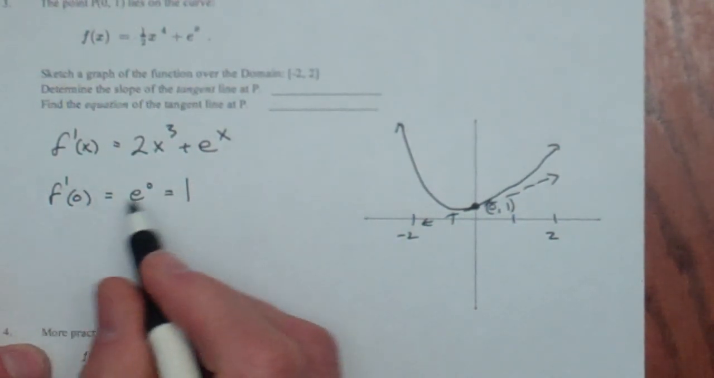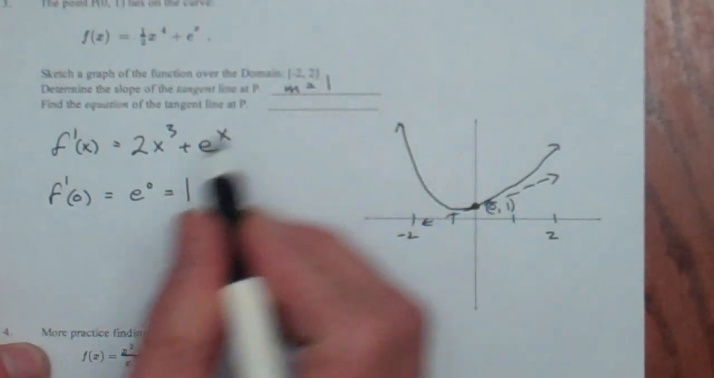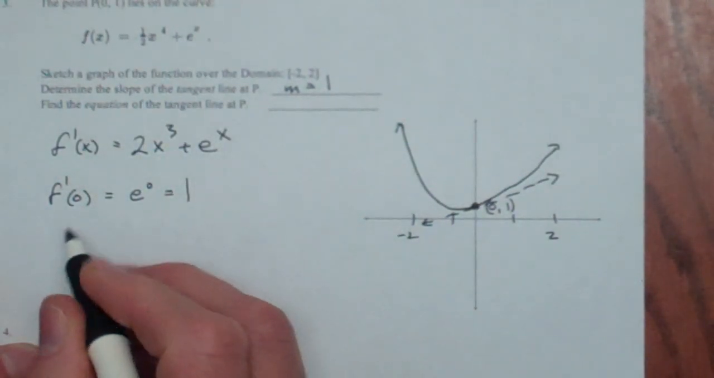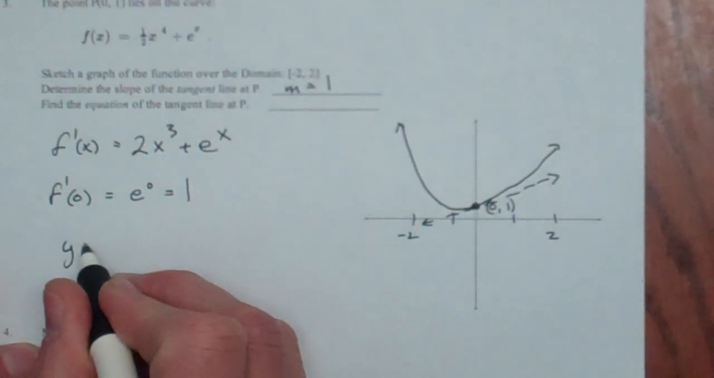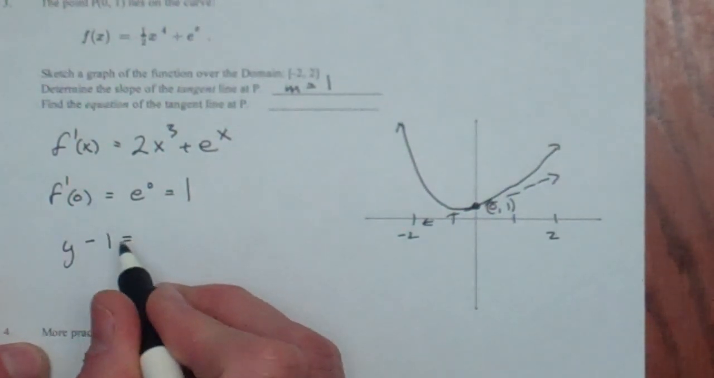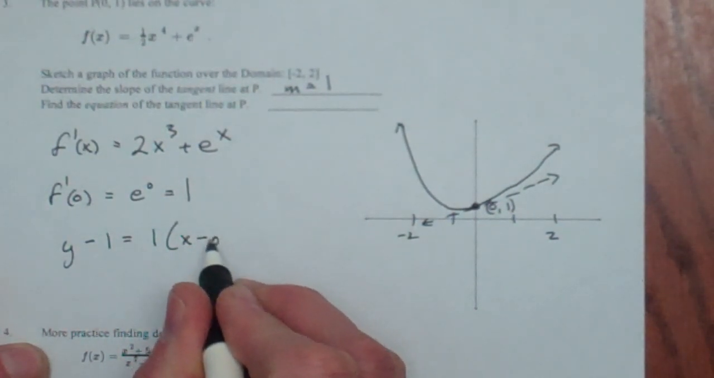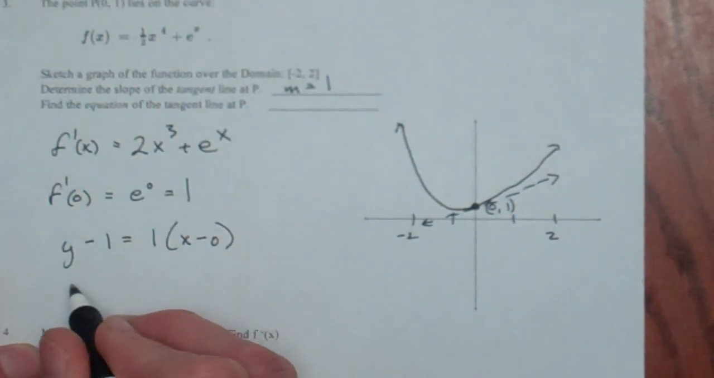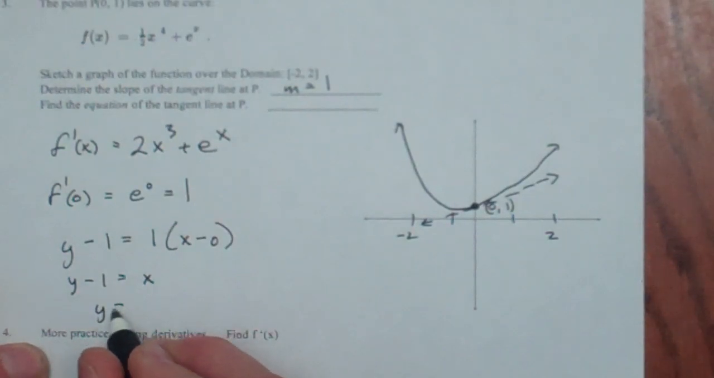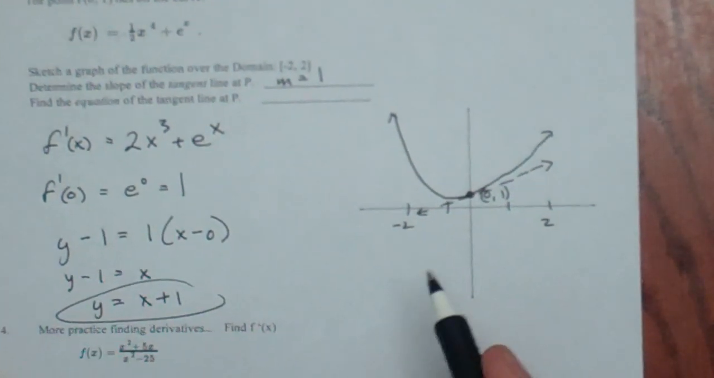So now my equation will determine the slope of the tangent line at P. m equals 1 because I've subbed in 0 at the derivative. Find the equation of the line. Well, I'm going to write it down here. y minus 1 equals the slope 1 times x minus 0. And I can simplify that, and y minus 1 equals x. So y equals x plus 1. That is the equation of that line.